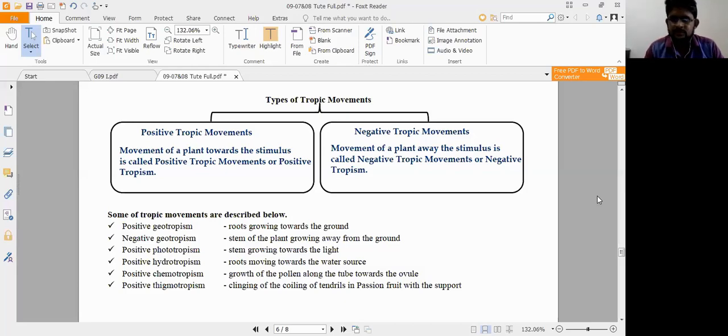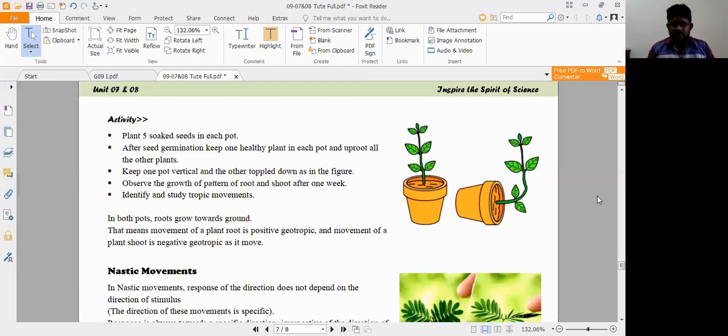One activity to find it out. You see there are two pots given here, two healthy pots. Plant 5 soaked seeds in each pot. Soak seeds in water, then plant them in each pot. After seed germination, keep one healthy plant in each pot and uproot all the other plants. Okay, one healthy plant you keep, others you uproot.